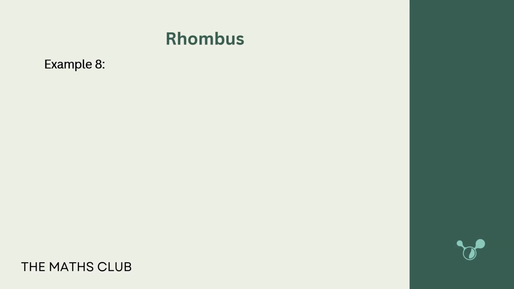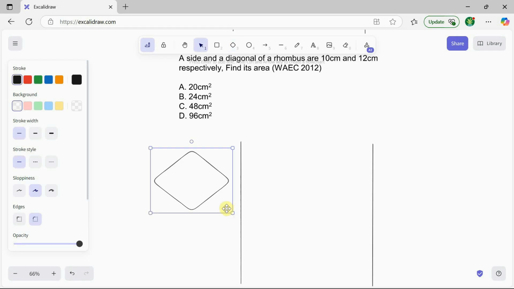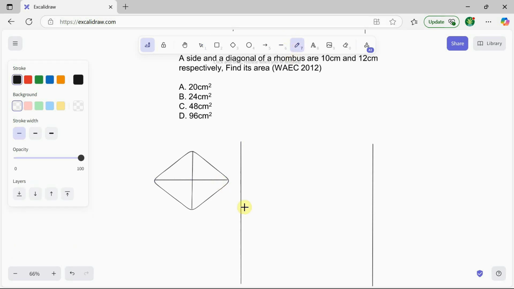Great. Question 8 says that a side and a diagonal of a rhombus are 10 cm and 12 cm respectively. Find its area. This is from WAEC 2012. I want us to solve this together. So imagine this is a rhombus, and let's see this one diagonal, then this another diagonal. Great. So it says the side is 10 cm, so this is 10 cm because all sides are the same. This will be 10 cm, this will be 10 cm, this will be 10 cm.